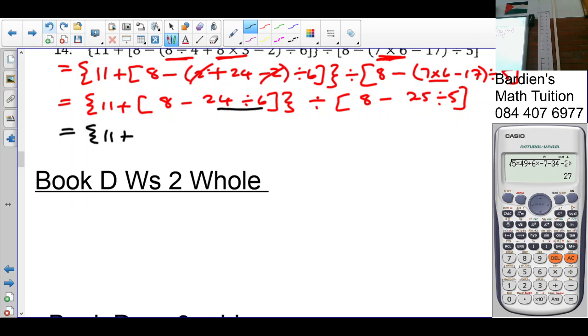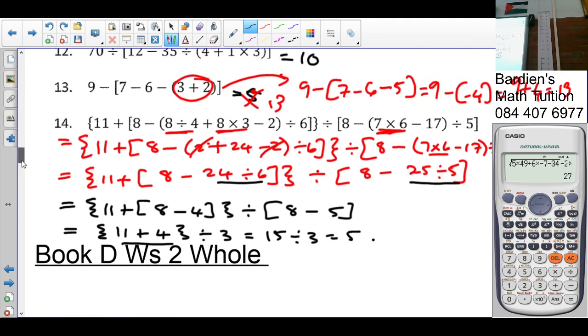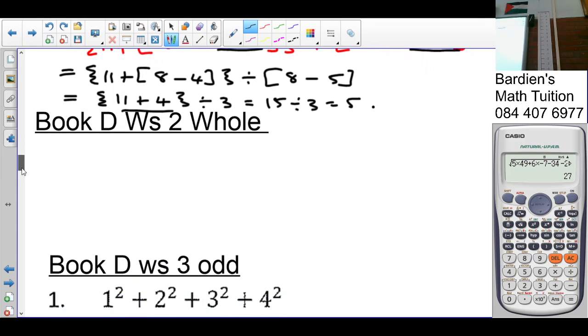So it's 11 plus. Open the bracket. The only time you drop the bracket is one term inside the bracket. So it's 8 minus 4 divided by, that needs to be done first again, 8 minus 5. So now it gives you 11 plus 4 divided by 3. So that's going to give you 15 divided by 3, which makes 5. Correct. The answer that the guys had earlier on.